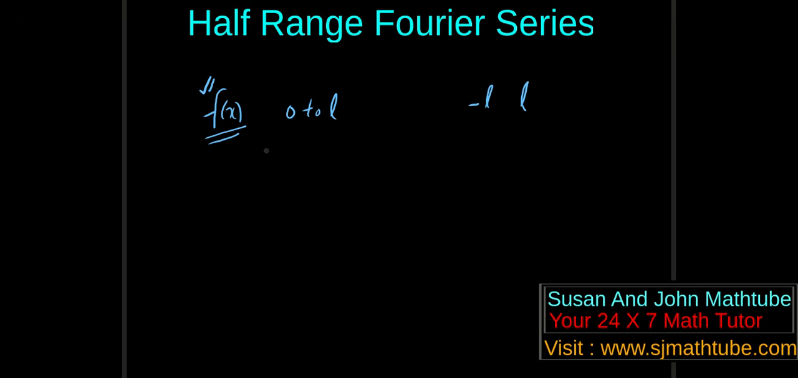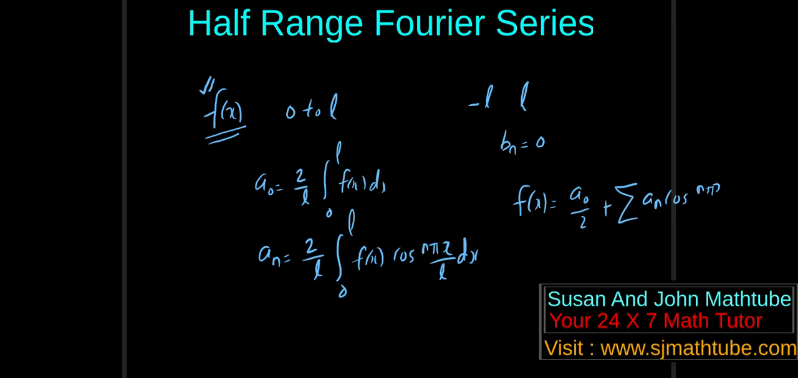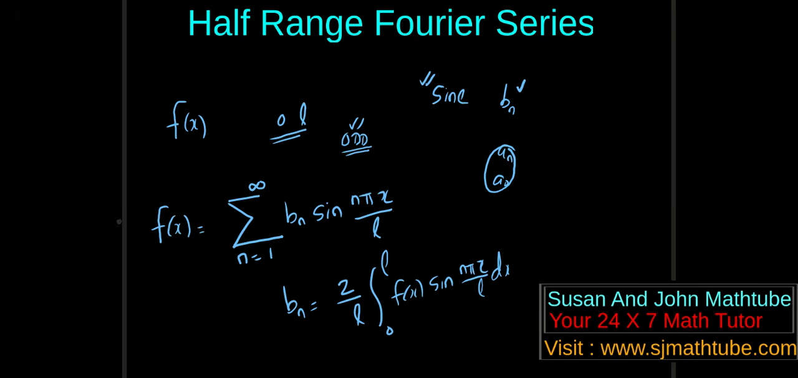And if the given function becomes even, you know that Bn will not exist and a0 will be given by 2 by L integral 0 to L f of x dx, and an will be given by 2 by L integral 0 to L f of x into cos n pi x by L dx, and the function will be given by a0 by 2 plus sigma an cos n pi x by L plus 0, where n varies from 1 to infinity. So this is called the half range cosine expansion, and this is called the half range sine expansion.